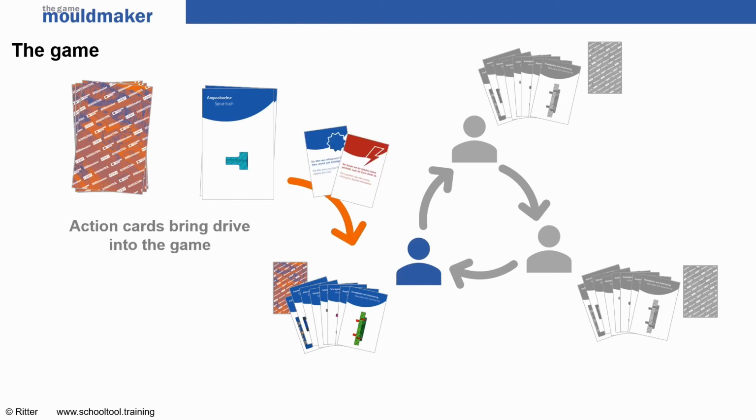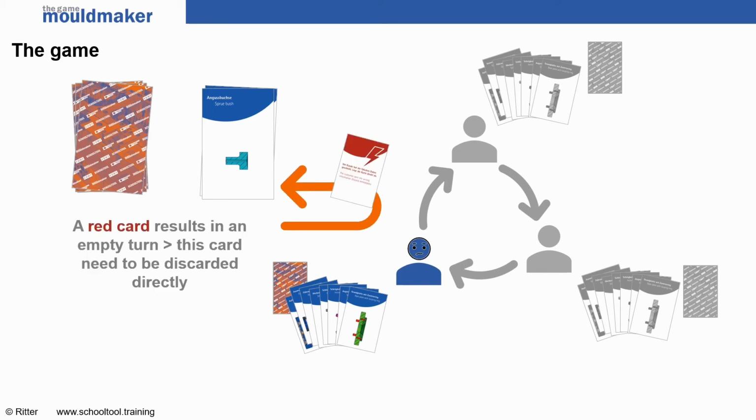The action cards, the activity cards, bring some drive into the game because there are some jokers there, and the jokers are of course always welcome. A joker replaces any card in the deck, so this is very useful. But on the other hand, there can also be the red cards, and the red cards result in an empty turn, which means this card needs to be discarded directly onto the open pile and brings nothing for my individual mold making activity.